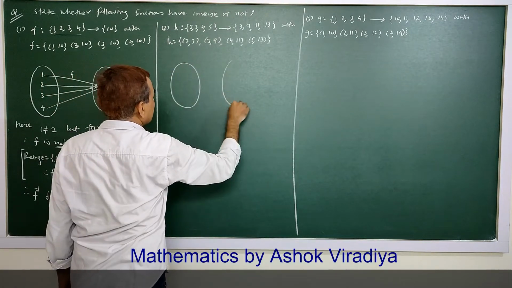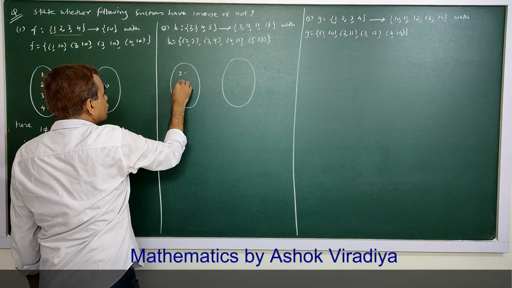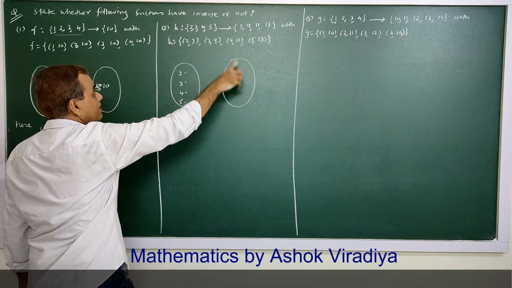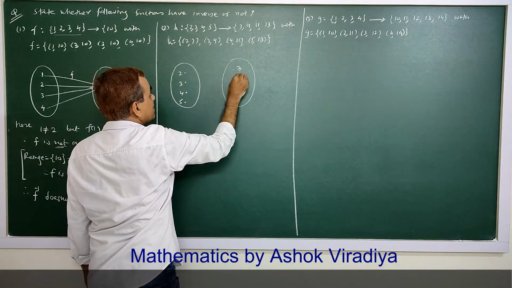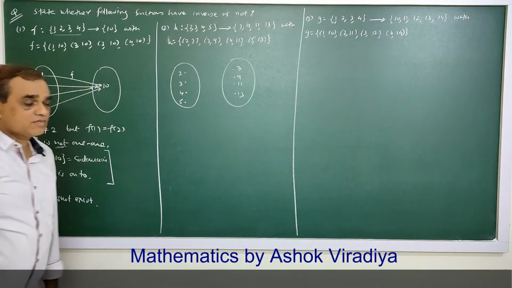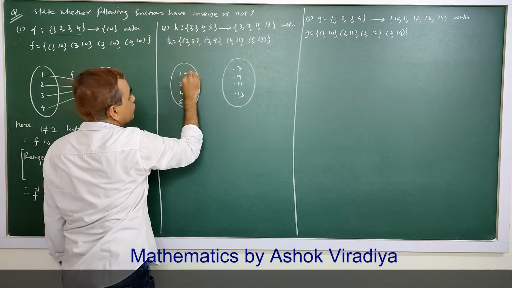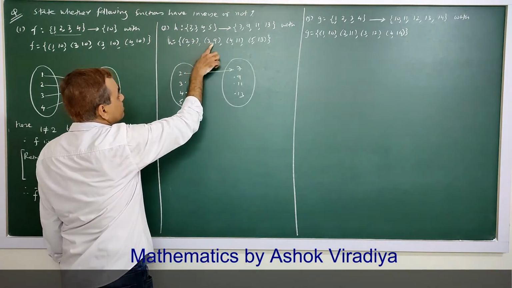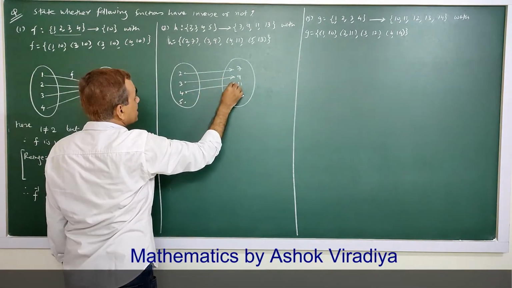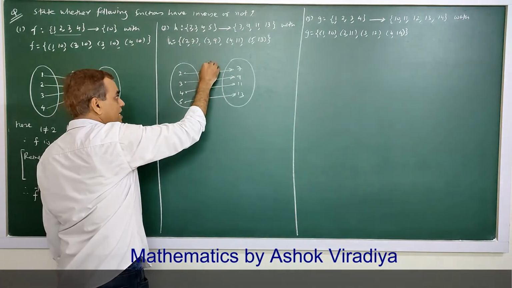This is the domain, a set containing 2, 3, 4, 5. Now here I am putting the codomain 7, 9, 11, 13. Image of 2 is 7. Image of 3 is 9. Image of 4 is 11. Image of 5 is 13, under h.